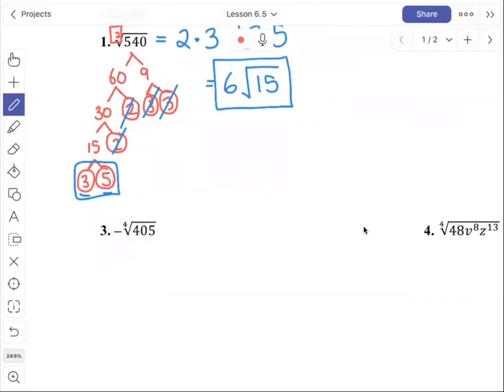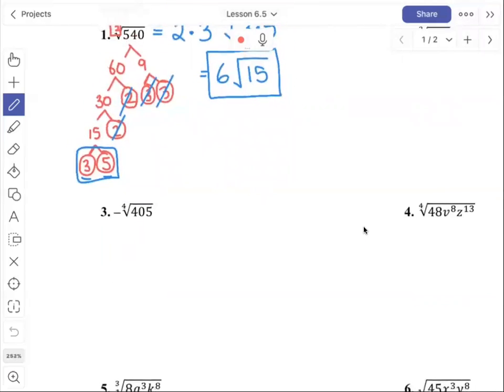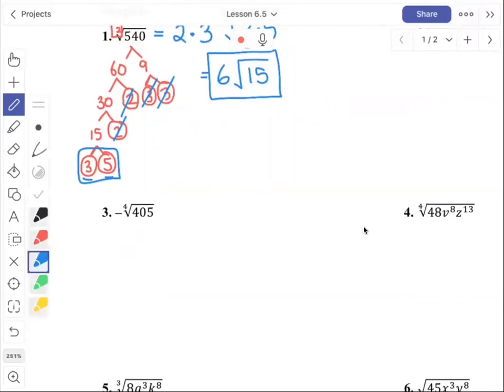All right, number 3, I have negative 4th root of 405. Negative 4th root of 405. Don't let this negative mess you guys up, okay? Just know that you're going to have to tack on that negative at the end of the problem. So let's just focus on the 4th root of 405.